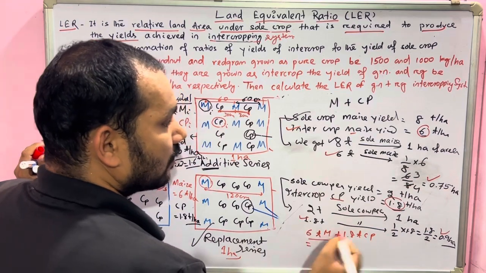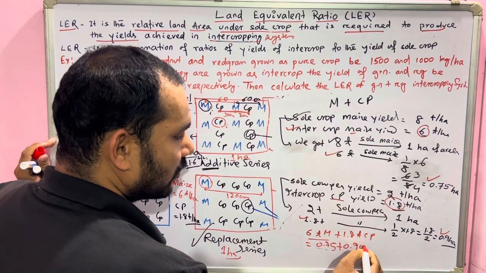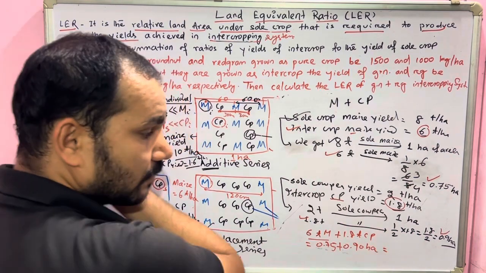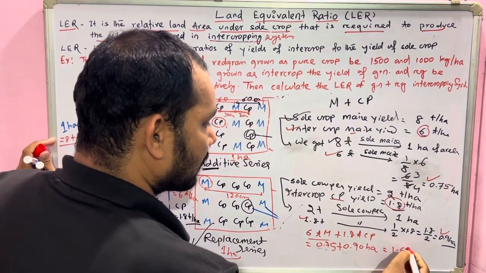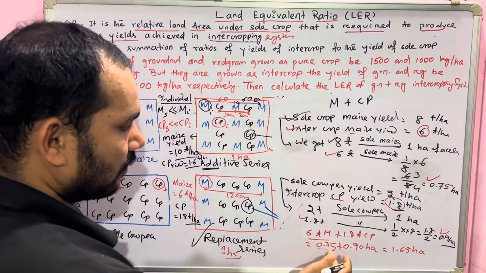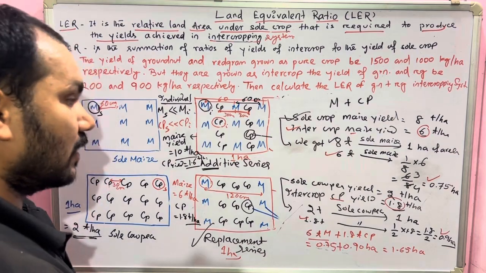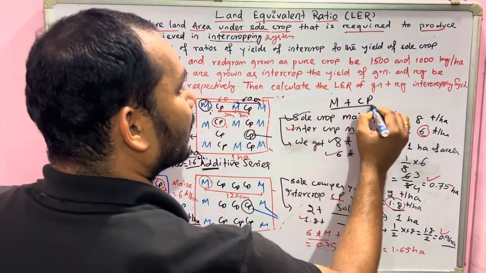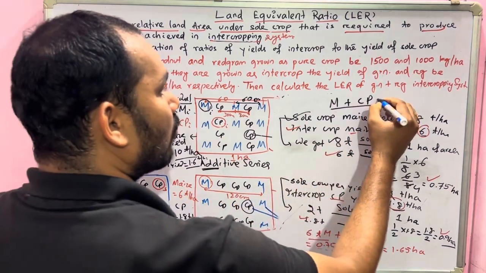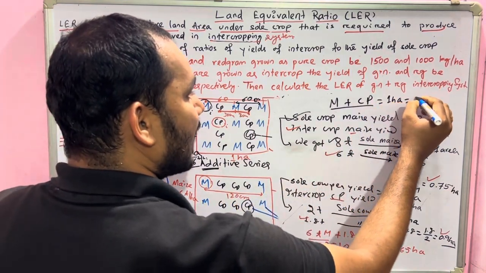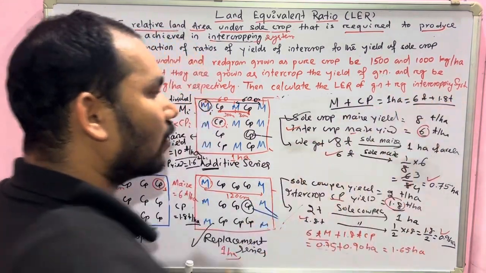So that means, in order to produce 6 ton maize plus 1.8 ton cowpea, how much of area do I require? 0.75 plus 0.90 hectare. Yes or no? So here you can say, how much total area? 1.65 hectare. Yes or no? 1.65 hectare. But we are getting this maize plus cowpea. If we are going for maize plus cowpea intercropping, from 1 hectare of land, I am getting 6 ton maize plus 1.8 ton cowpea. Yes or no?